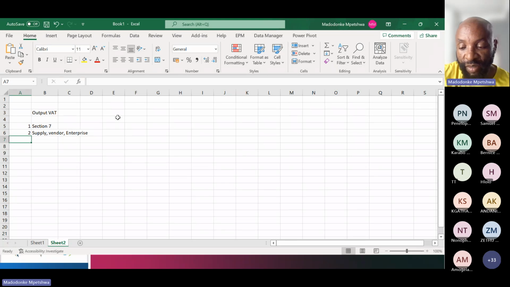Okay, so it's a consumption tax. So we then say, where does that consumption take place? If that consumption takes place within the Republic, then we say, okay, fine, VAT will be imposed on that activity because it's an activity that took place in South Africa. Okay, I'll stop there for now. Any questions?